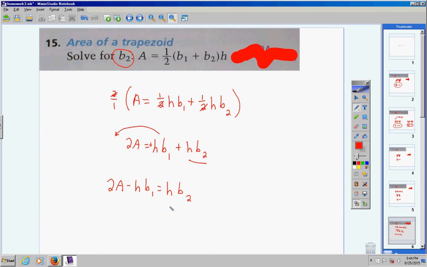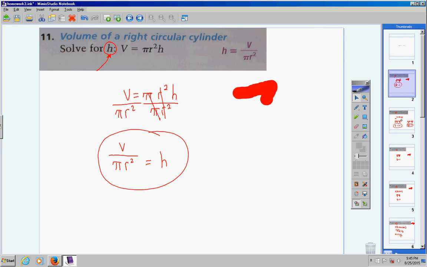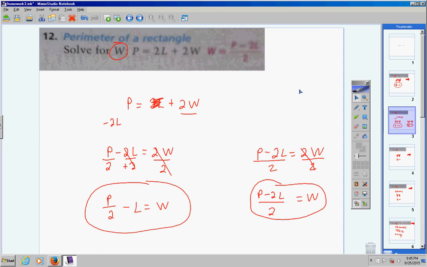So lastly, divide each side by H. Now the answer up here, they're probably going to divide. No, they didn't actually. So they're being a little inconsistent. Back here on this problem, they divide the entire side by 2.